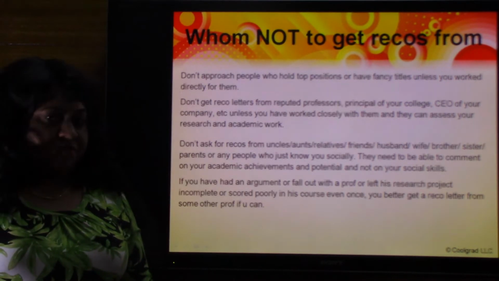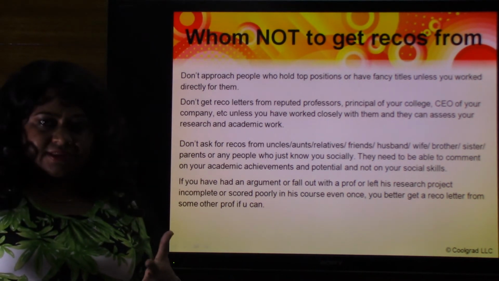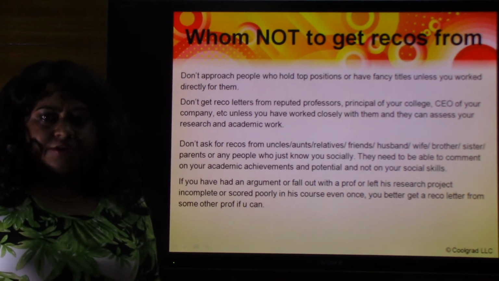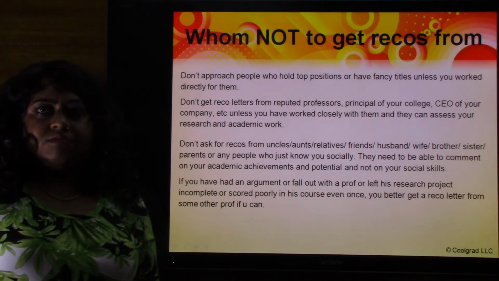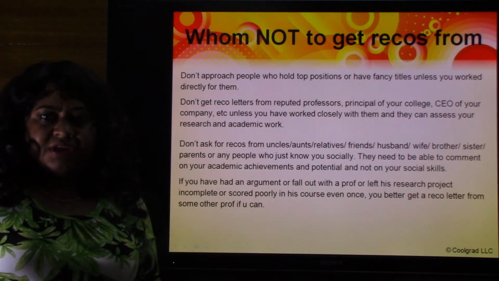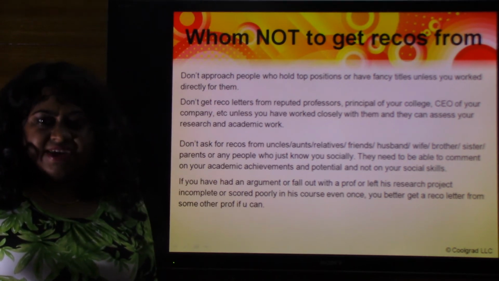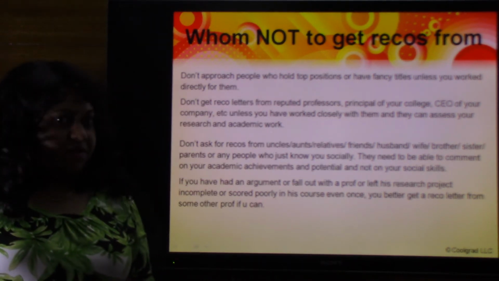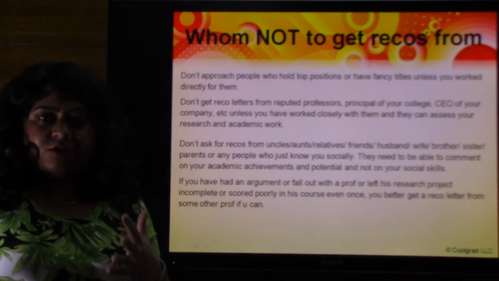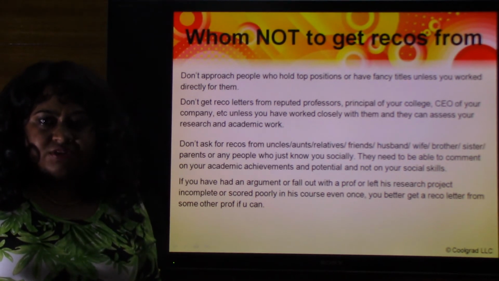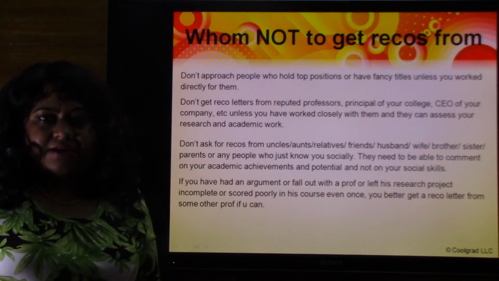So whom not to get recos from? Don't approach people who have fancy titles like the principal of your college, or the head of the department of your college, or the CEO or vice president of your company, if you have not worked with them closely enough. It's actually going to work against you. It's not going to work in your favor. So keep that in mind. Get it from people who are slightly senior, under whom you have worked, taken at least a course, or directly worked under, because that's what will add weightage to your application.